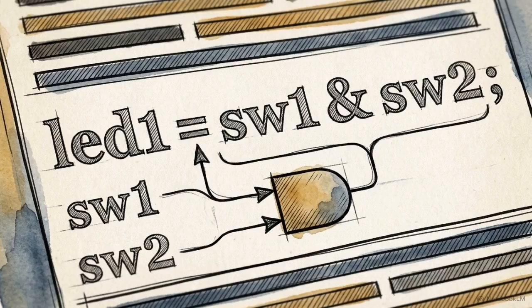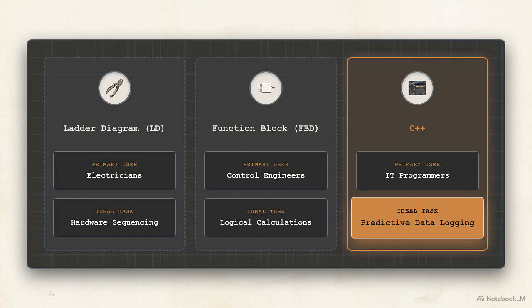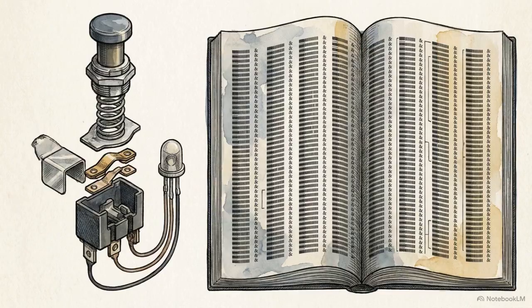The visual blocks are completely gone. The logic itself is reduced to text-based symbols, utilizing a typed ampersand to bridge the two switch variables. You endure this configuration time for a distinct payoff. C++ enables specific high-level functions like logging predictive maintenance data, tasks that are cumbersome to run in a visual ladder diagram. But while C++ provides unparalleled flexibility for complex math, applying it to a basic LED switch is overkill.